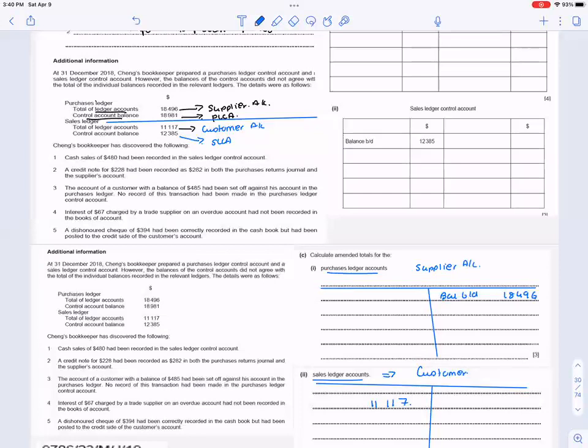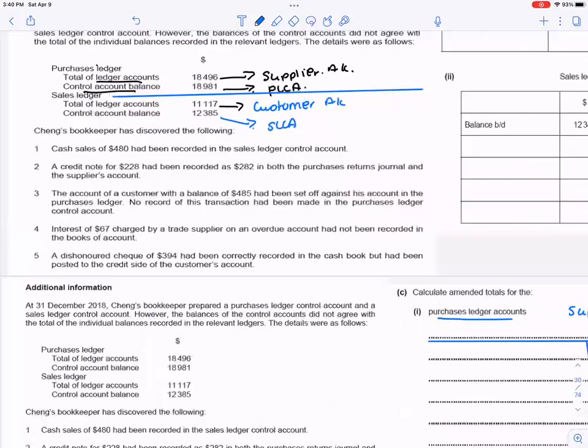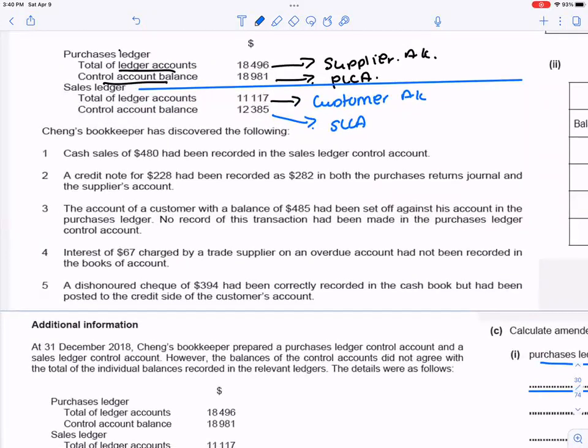Now, y'all have to tell me what entries will appear where. Is that fine? Come on, somebody read this. Cash sales 480 had been wrongly recorded under control account. Okay, you had a cash sales of 480. Where did you record it? Sidra, Dua, Atiya, Zara, I need you all to respond. You had a cash sales of 480. Where did you record it?